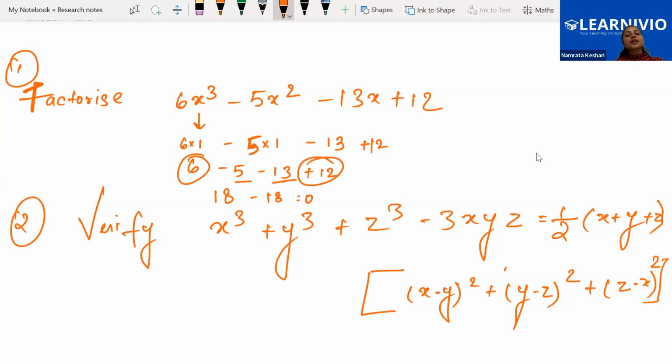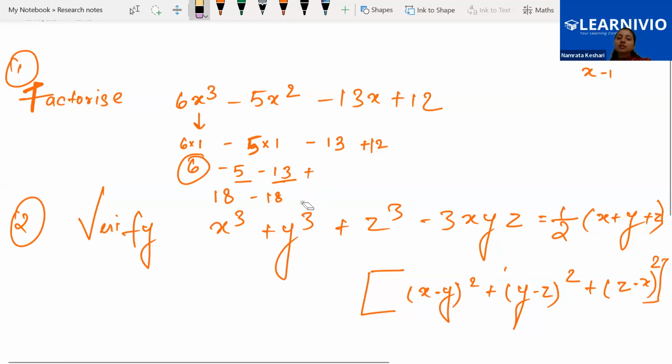x equals 1 we have substituted and we are getting 0. So we can say x minus 1 is one of the factors. Okay, we got one of the factors. Now the purpose is to get the other factors also. x minus 1 is one of the factors we are getting from here.